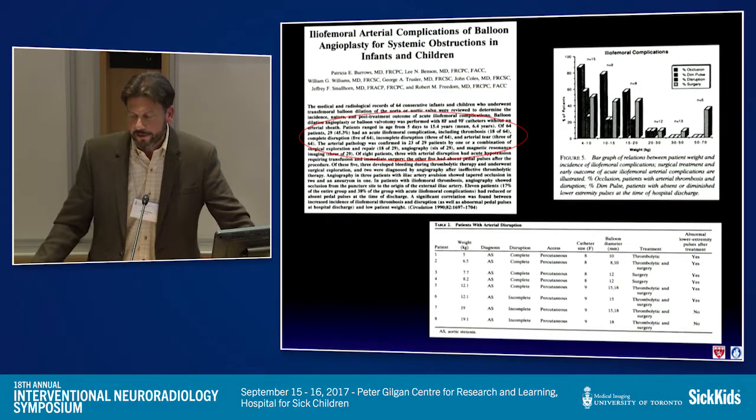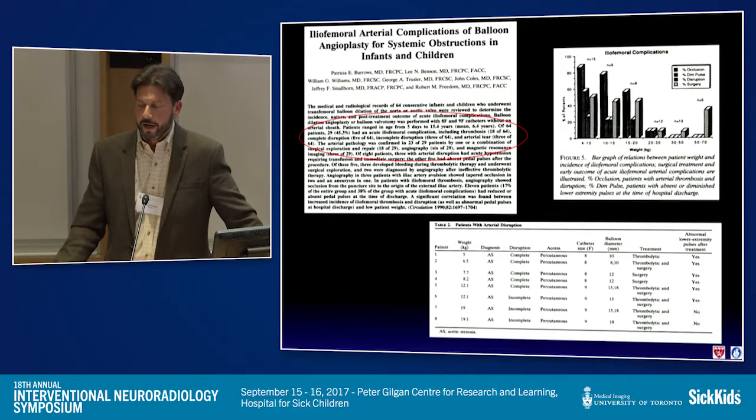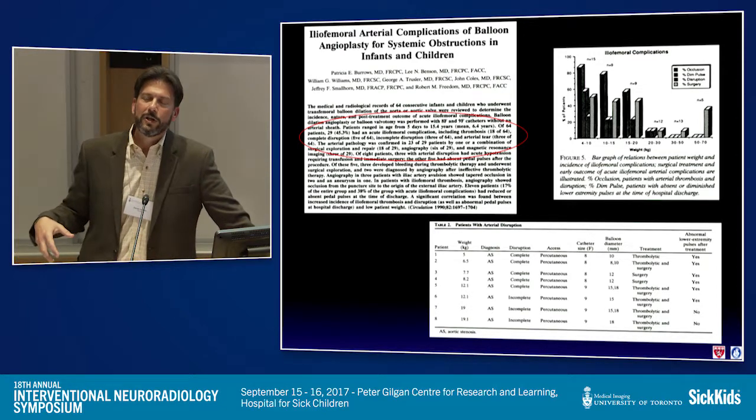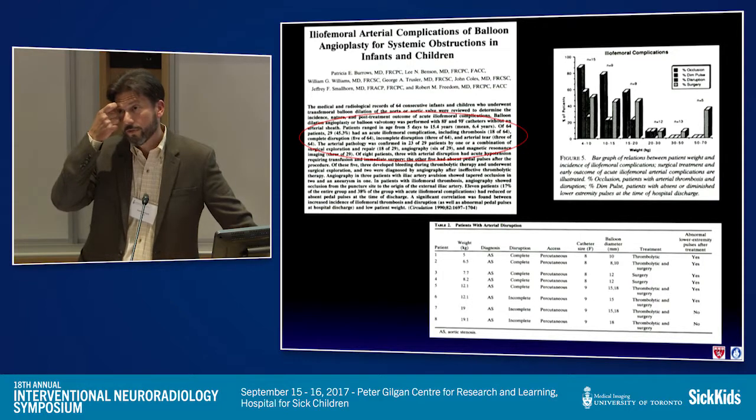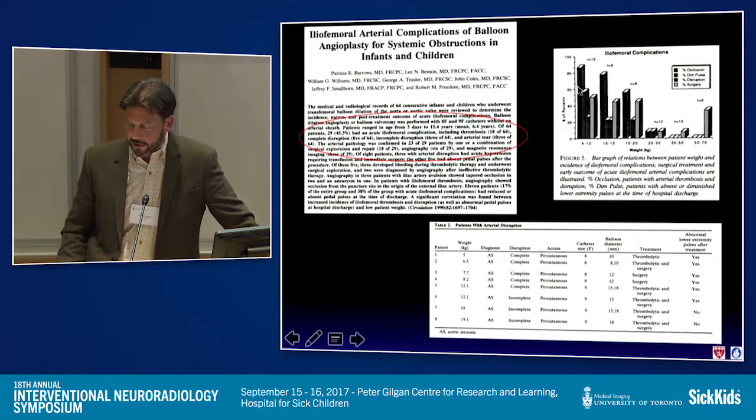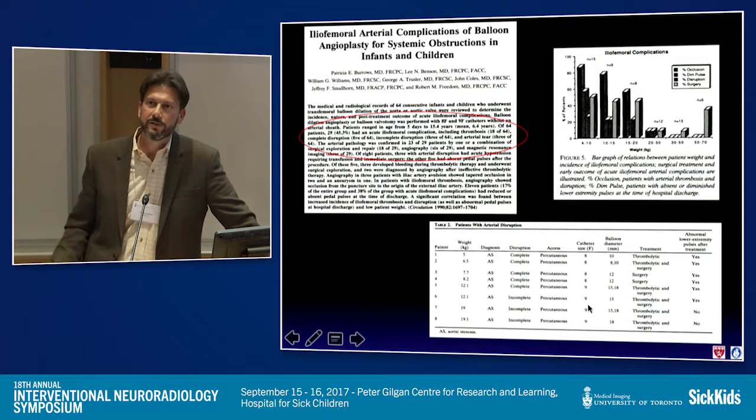So this was actually published by Pat Burrows just as she left Toronto Sick Kids. She did an analysis of iliofemoral complications in the cardiology group here. And you can see they were using 8 and 9 French systems in little babies. And there was an incredibly high rate of iliofemoral disruption, as you might expect. And you can see from the bar graphs, heavily weighted towards the very young children. And if you look at the chart here, you can see the weight, 5 kilograms, 7 kilograms with 8 and 9 French systems. That just as clearly does not work.